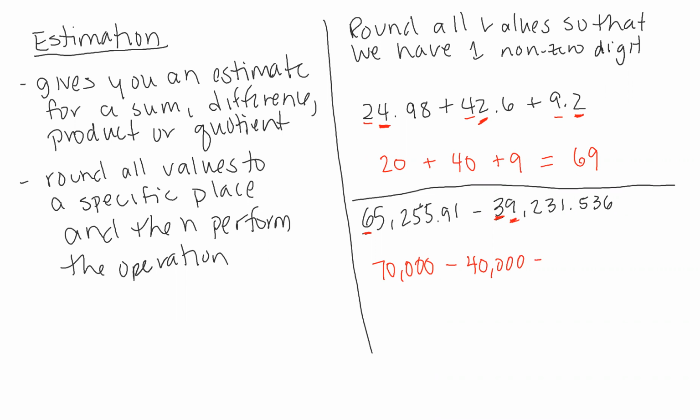And now I can do this mental math. 70 minus 40 is 30. So 70,000 minus 40,000 is 30,000. And that's it. Now, if you're dealing with multiplication and division, they're a little more involved. A lot of times you can't do the math completely in your head. You still have to do a little side work, but it's really no big deal.